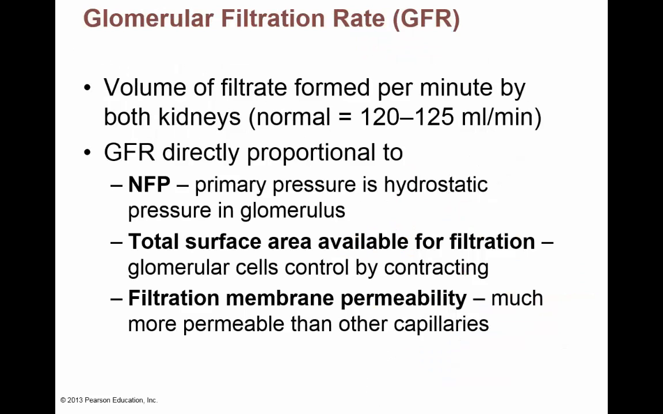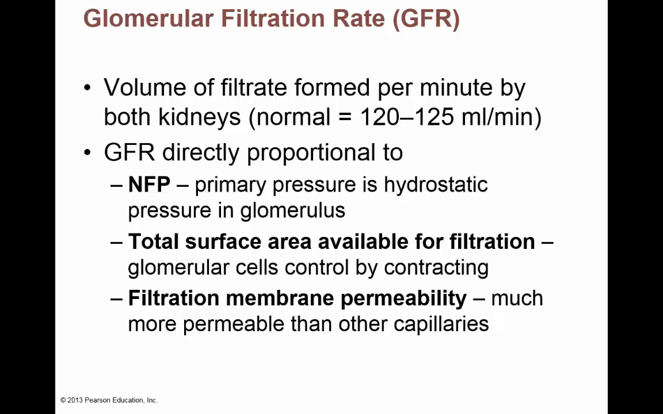So your net filtration rate is just the volume of filtrate that's made every minute by both kidneys. And you make approximately 120, 125 milliliters of filtrate every single minute. In 4 minutes, you have this much filtrate. And you think, how long have we been here? 4 minutes, you make this much filtrate. That's a lot of filtrate.